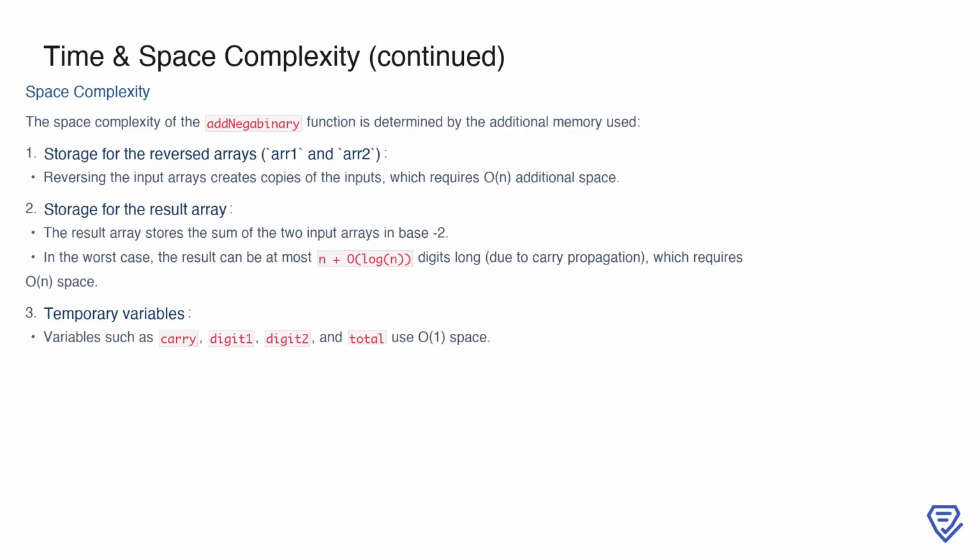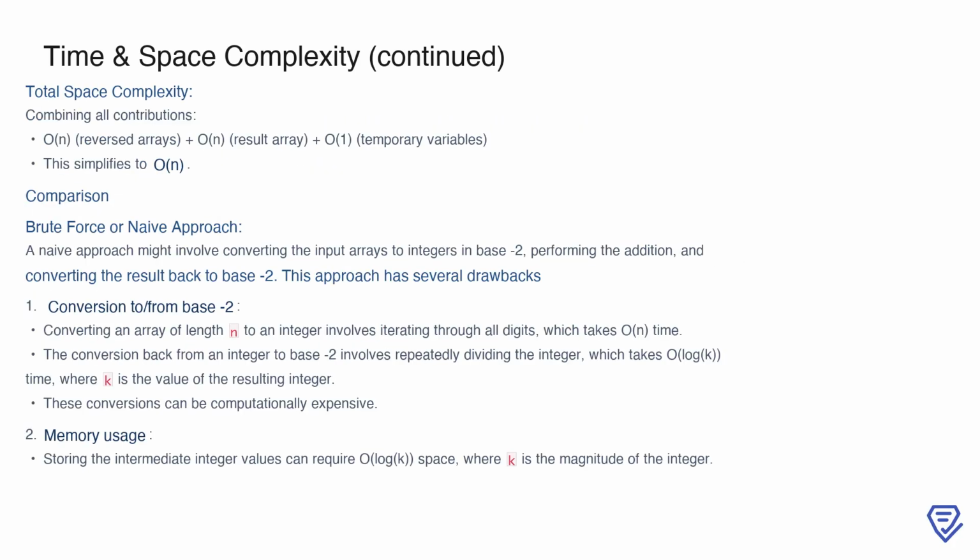Lastly, the temporary variables used in the algorithm, such as carry, digit 1, digit 2, and total, require constant space, or O(1). By combining all the contributions to space usage, we get O(n) for the reversed arrays, O(n) for the result array, and O(1) for the temporary variables. Adding these together, the total space complexity simplifies to O(n).